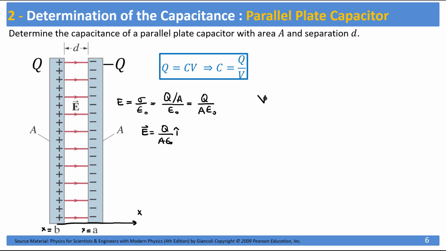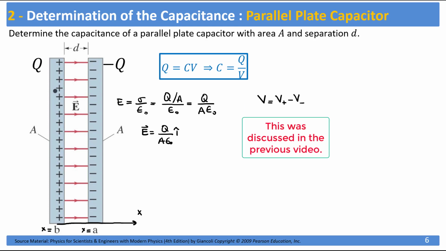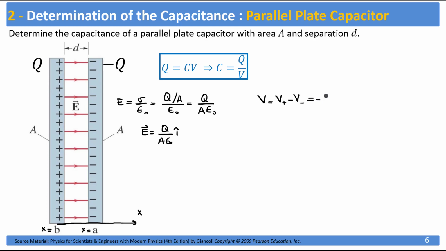Now we need to calculate the voltage, the potential difference between these two plates, and remember I want this to be positive, so I'm going to calculate V plus minus V minus. I am doing this because in these kinds of setups, the positively charged plate will always be at a higher potential. Remember, if you go in the same direction as the electric field, the electric potential decreases. So this is at a higher potential than this one, which is going to be the integral of E dot dl from the negatively charged plate to the positively charged plate.